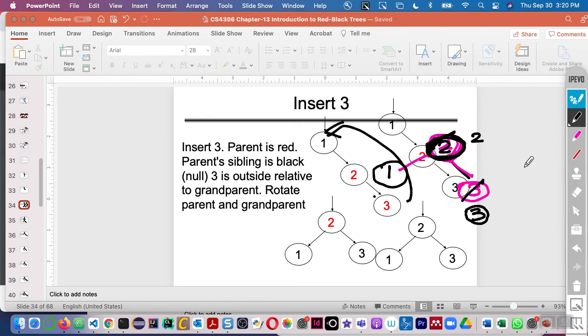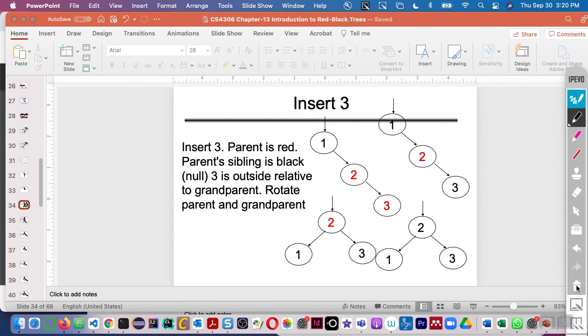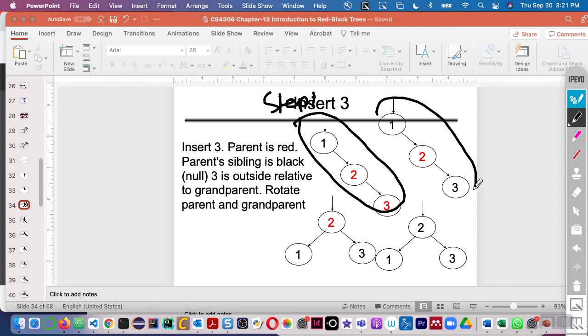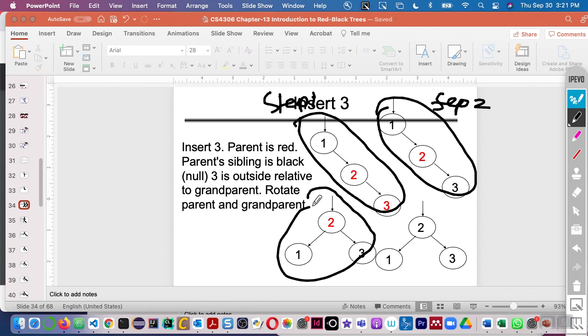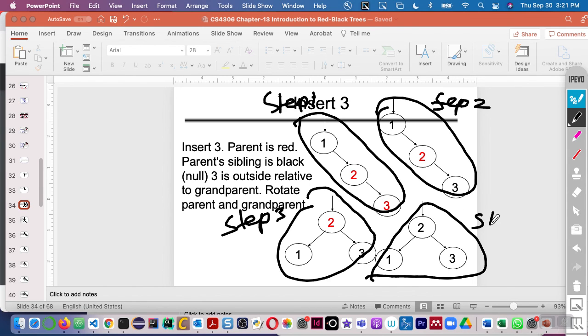Let me color it. That was already black because the red's child must be black. So this one is step 1, this one step 2, this one step 3, and this one step 4. And this is a red-black tree.